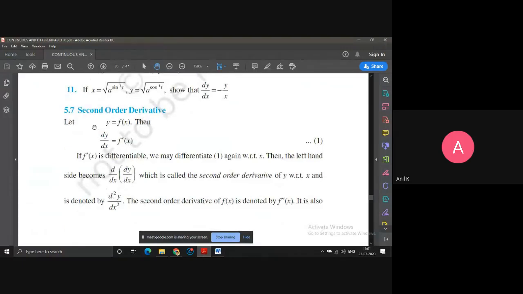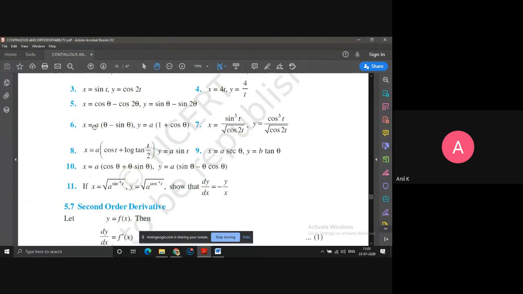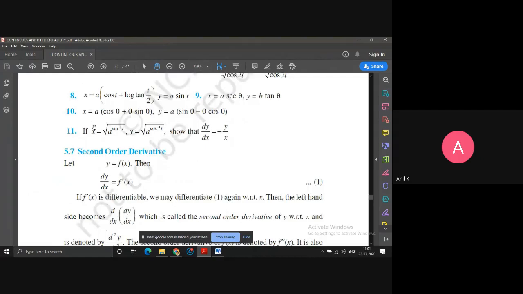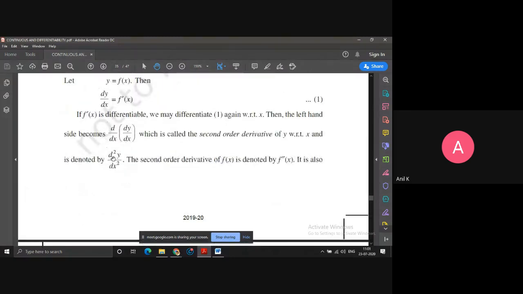Till now, in 5.6 exercise, we got only the dy by dx value, which we call the first order derivative. That means the given function will be derived only once. The next topic is second order derivative. That means the given function will be derived twice. First we derive and you get dy by dx. The function is derived again, so you will get d square y by dx square. That is what we call the order of the derivative. We can do the third derivative, fourth derivative, till the nth derivative.